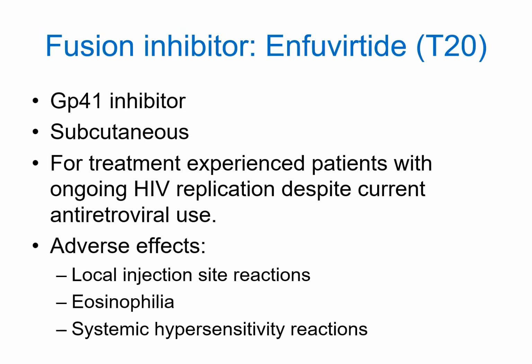We're done. Next is the fusion inhibitor enfuvirtide, T20. This is a GP41 inhibitor. It's given subcutaneously. It's not for treatment-naive patients. We keep it for treatment-experienced patients with ongoing HIV replication despite current antiretroviral use. We do have some adverse effects such as local injection site reactions, eosinophilia, and systemic hypersensitivity reactions.